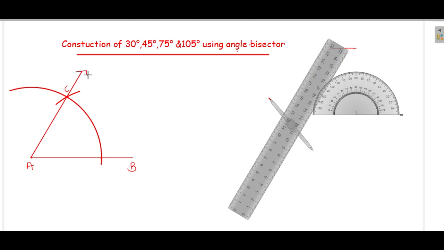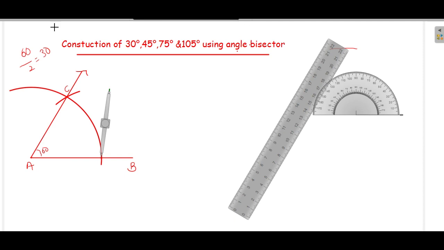Now, if we construct the angle bisector of this 60 degrees, half of 60, 60 by 2, is nothing but 30 degrees. If we construct the bisector of this 60 degrees angle, we will get 30 degrees. So, how to do that construction? We have to take the compass back, do not change the radius of the compass, place the metal pointer at the first intersection point, then draw an arc in between these two rays.